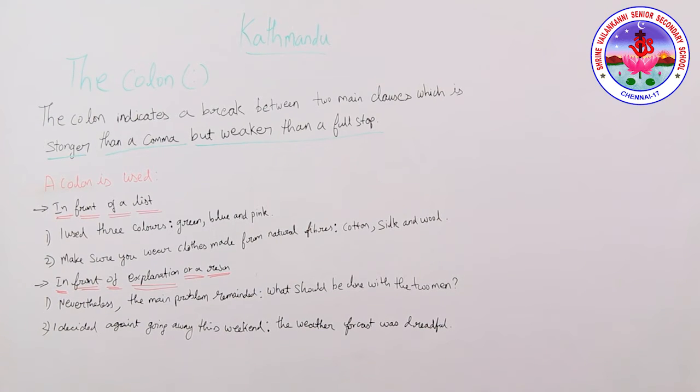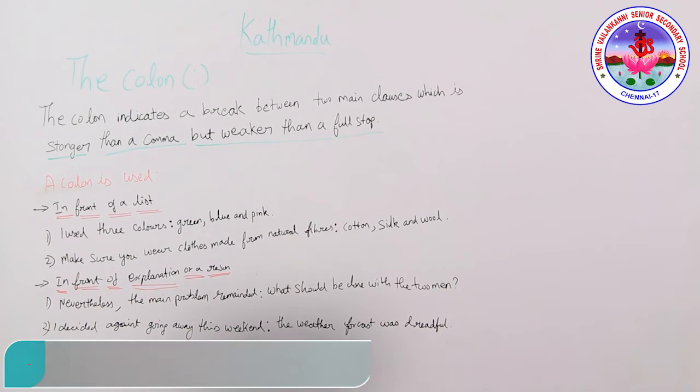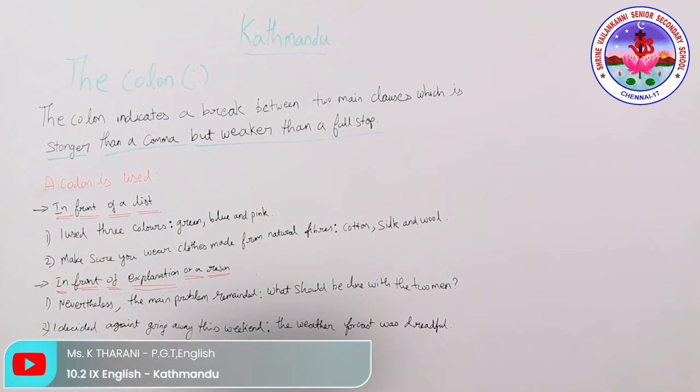I decided against going away this weekend: the weather forecast was dreadful. This means I'm not going out this weekend because the weather outside is not good. The weather is very bad. So here I'm giving a reason why I'm not going outside, so I'm keeping a colon here.